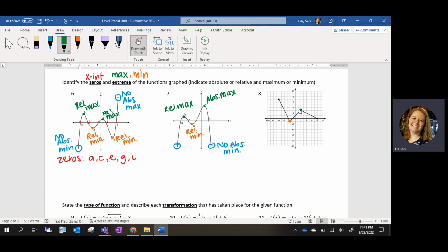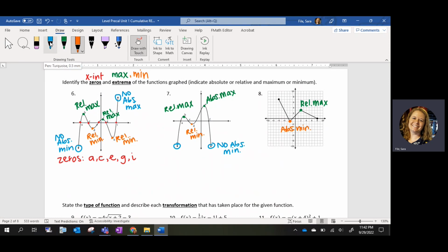But for this high point, it's higher over here. So this is still just a relative maximum. But for the orange one, nowhere else, there's not an arrow here. It doesn't keep coming down. It stops there. So this is the lowest. So it is absolutely the lowest point on the graph. So it's the absolute minimum.